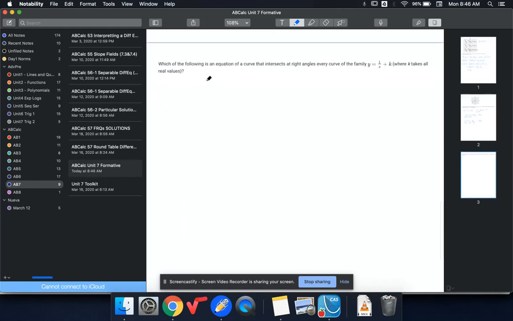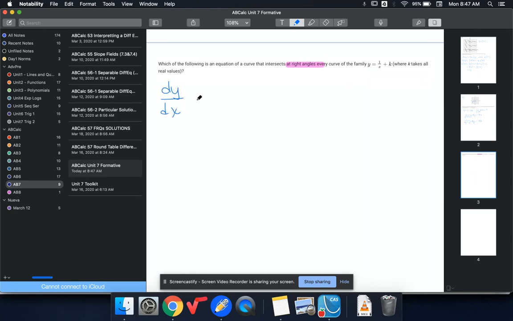So which of the following is a curve that intersects at right angles? So that's telling me that I'm looking for perpendicular tangents. So I'm looking for normal curves of the family y equals 1 over x plus k. K takes all real values. So I want the equation of a curve that is going to have a slope that's perpendicular to the slopes of this. So first of all, I need to figure out what my original slopes are.